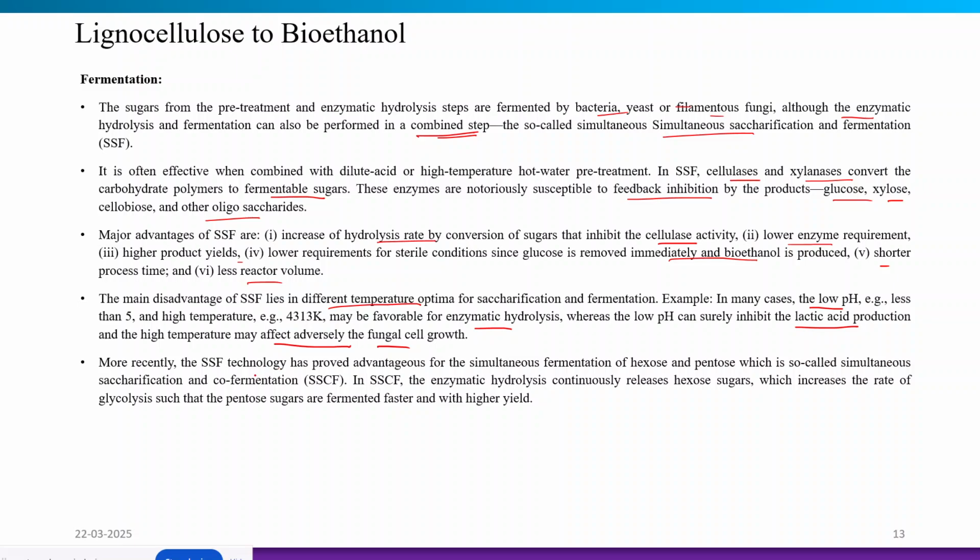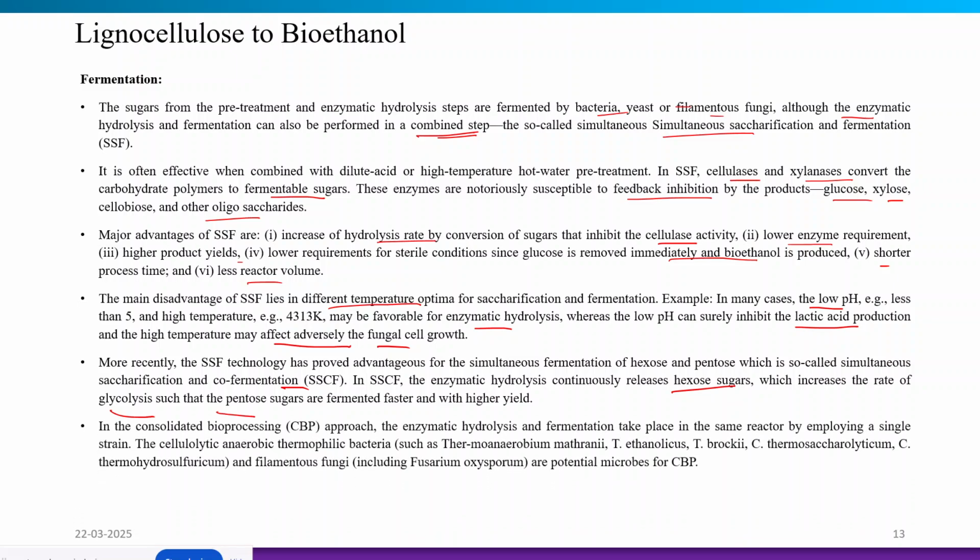More recently we have a more advantageous technology where simultaneous fermentation of hexose and pentose, so-called co-fermentation, is also happening, which is referred to as SSCF. The enzymatic hydrolysis releases hexose sugar, which can increase the rate of glycolysis such that the pentose sugars are fermented faster with higher yield.